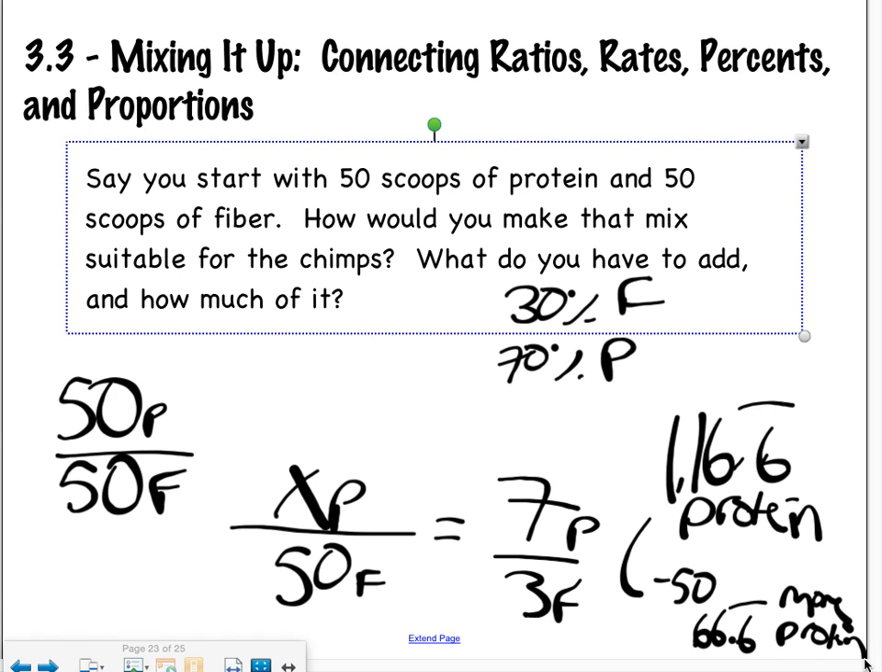All right, so take a look at what you're given, figure out which one you need to change and which one is staying the same. Here we're changing protein and fiber is staying the same. Then set that up to equal a ratio you know has to be true and solve.